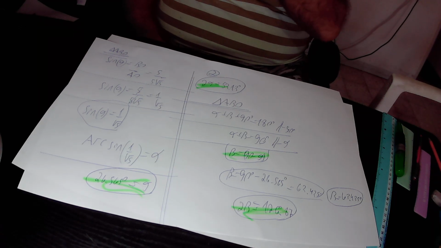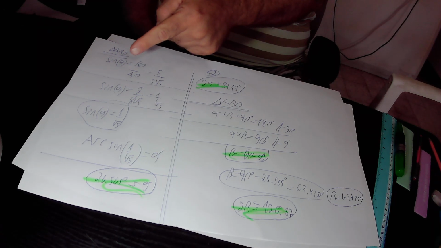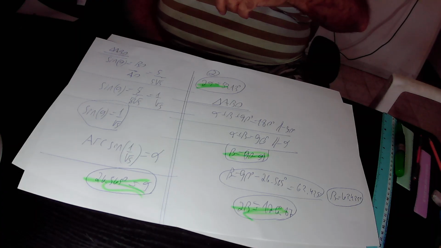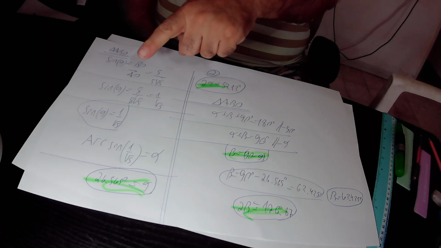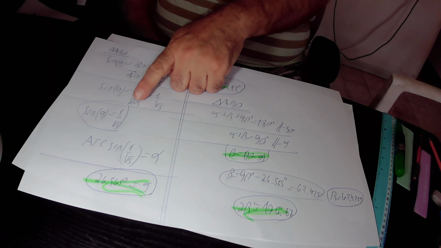Our task is to find the value of angle alpha itself, the size of angle alpha. In order to find the size of angle alpha, we apply the inverse function of sine, that is arcsine, to the result of sine alpha, that is 1 over the square root of 5.